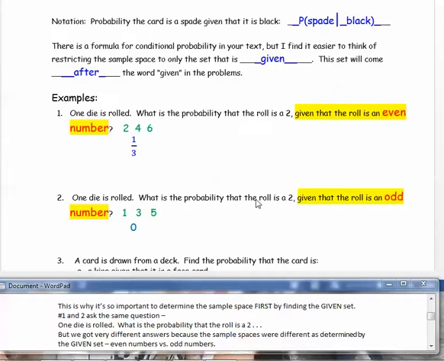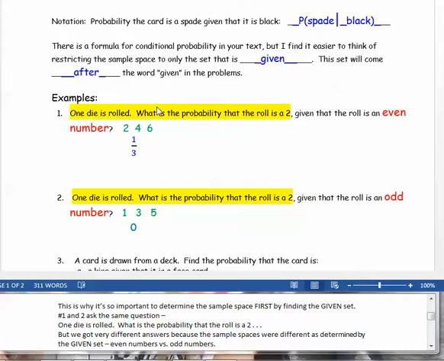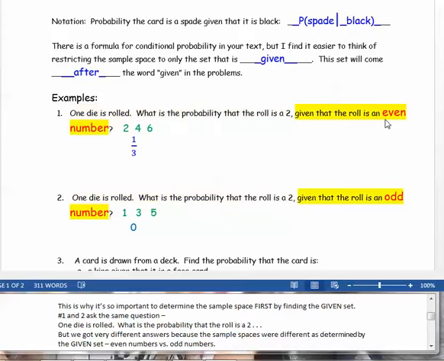This is why it's so important to determine the sample space first by finding the given set. Number 1 and number 2 ask the same question: one die is rolled, what is the probability that the roll is a 2? They start out exactly the same way, so you can't answer that question until you know what the sample space is, what the given set is. We got very different answers to these two questions because the sample spaces were different as determined by the given set, even numbers versus odd numbers.